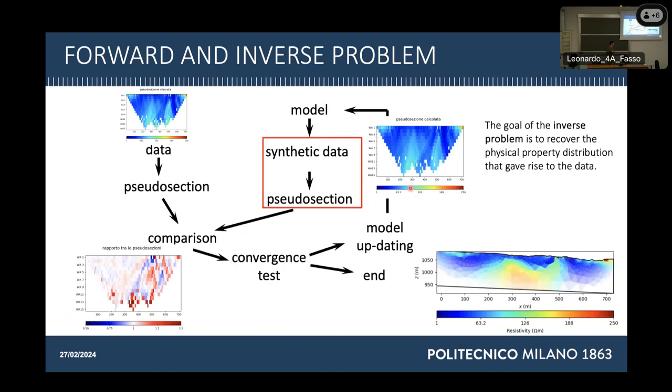Coming back to the landfills, this is in general the point we are dealing with. So the final goal is to have an image of the subsoil. The starting point is the acquisition. And our model is the one creating the synthetic data. At this point, we can compare the synthetic data developed with our mixed dimensional model, that I will explain in the next slide, and the pseudo-section obtained from the analysis in the field. At this point, we can compare them, and if we have convergence, we can end and obtain the final model. This is how, more or less, the forward and inverse problem works in geophysics.